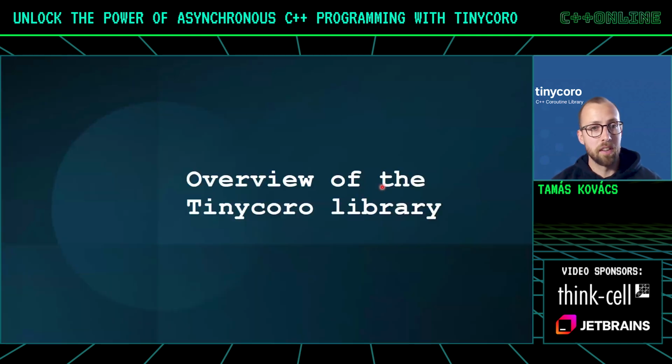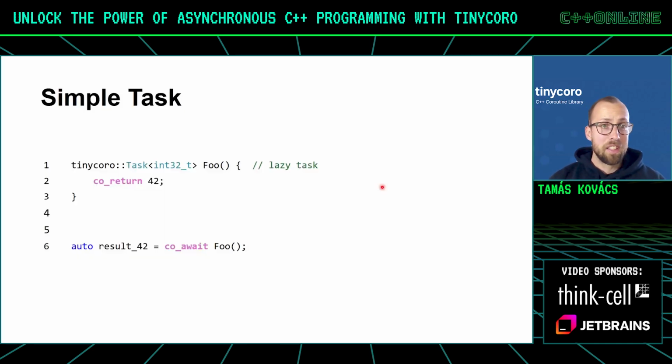So let's see a little overview of the Tinycoro C++ library, what it's offering for you, and what we can do with the library. First, let's see what a simple coroutine task looks like. As you can see, this is a simple coroutine. We are using the co_return keyword. If you use one of the 3 keywords in your function, the function becomes a coroutine. And our return value is not just the usual int32 type, but a Tinycoro task, which is wrapping the integer as a return value.